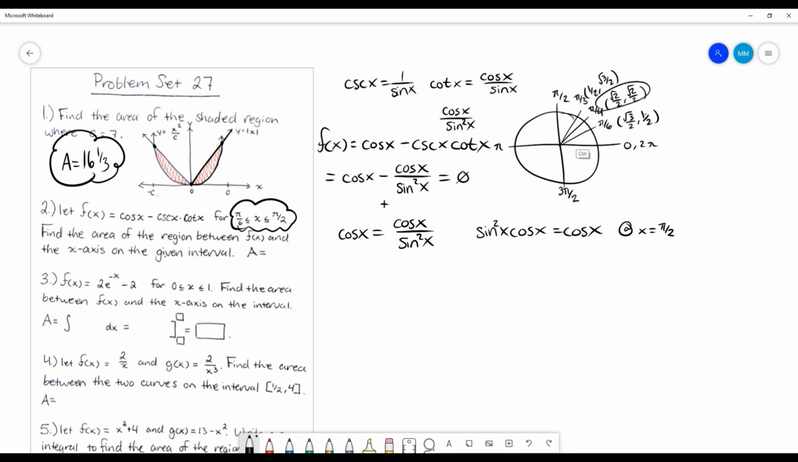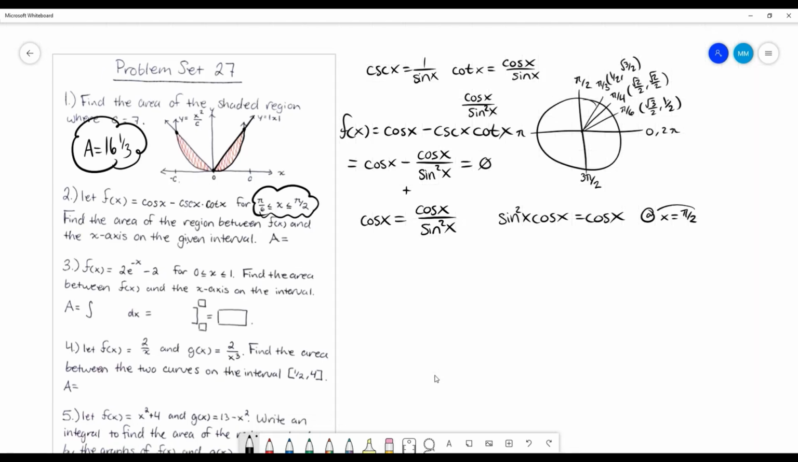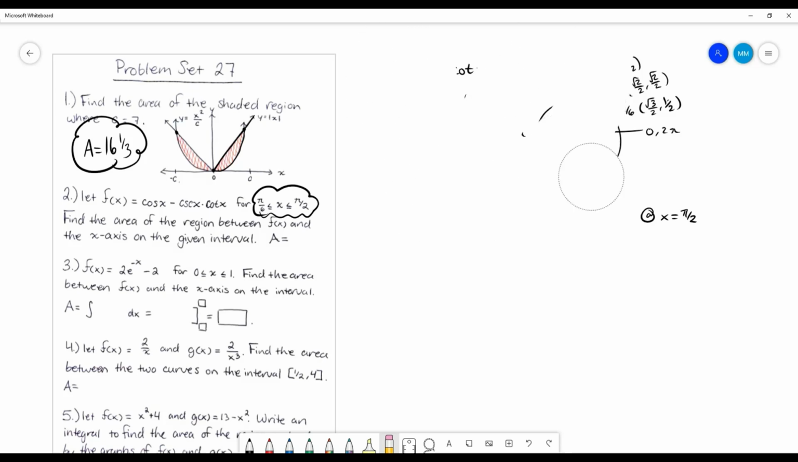If I plug in pi over 4, that's going to be square root of 2 over 2 squared, which is then 2 over 4, which is 1/2, times square root of 2 over 2 equals square root of 2 over 2. That is also not true. So I don't see any other zeros, which means that probably along this interval, from the looks of it, our function is on one side of the x-axis.